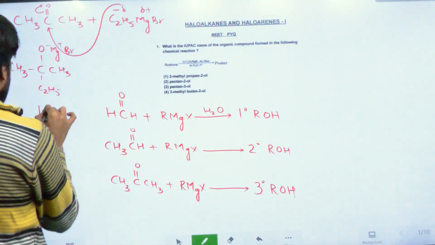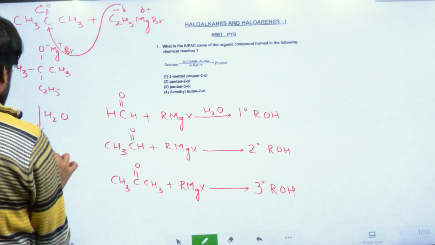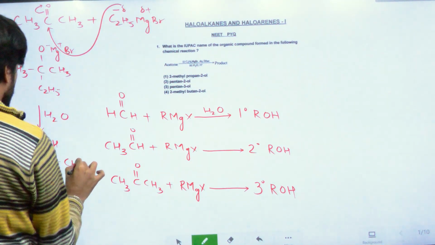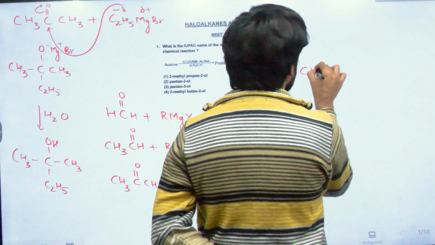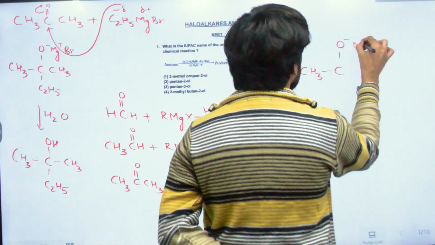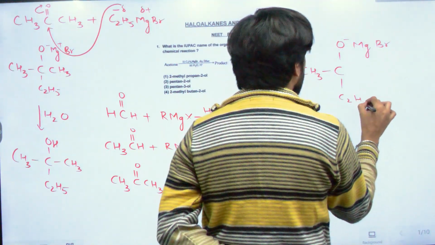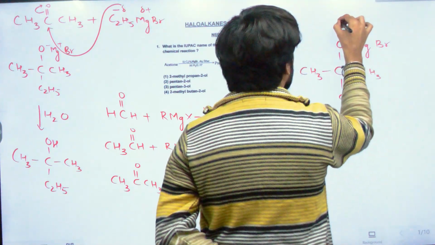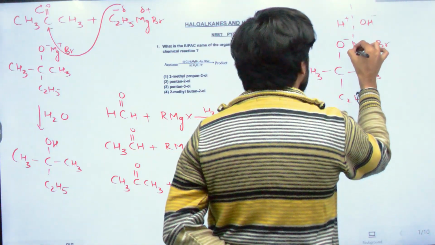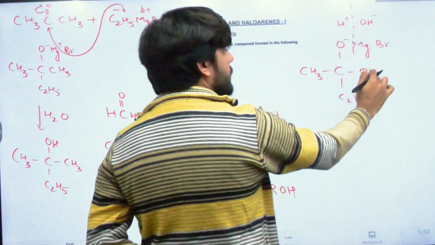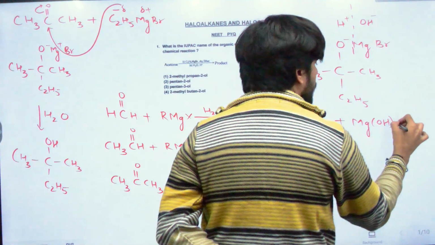In the next step, there is hydrolysis. So basically what we end up getting is this alcohol. Why? Because we have CH3CO minus MgBr, and while performing hydrolysis we have H plus and OH minus. So what we are getting is CH3COH, CH3, C2H5, plus magnesium hydroxybromide.